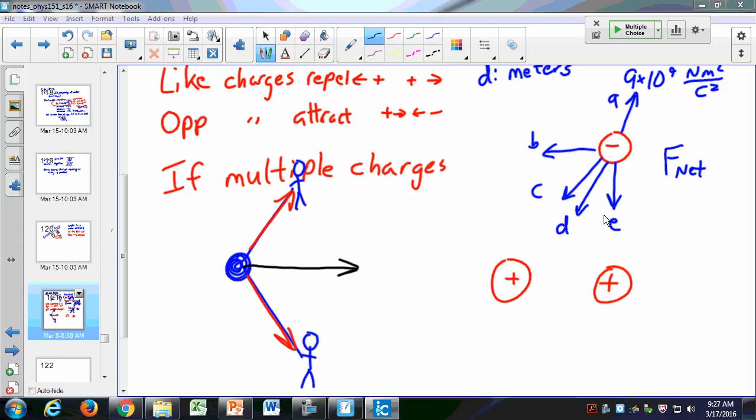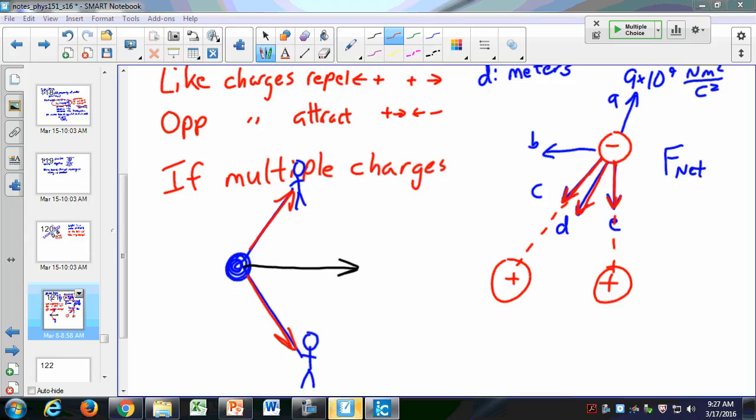Look, I have two forces acting on this charge. I have one in this direction, toward that charge, and another in this direction, toward that other charge. The net of those is going to be in between.